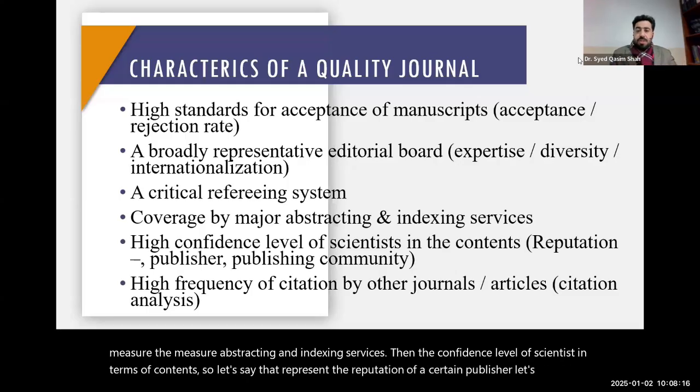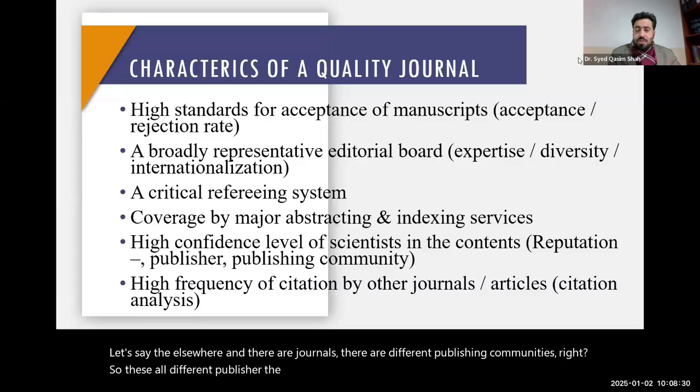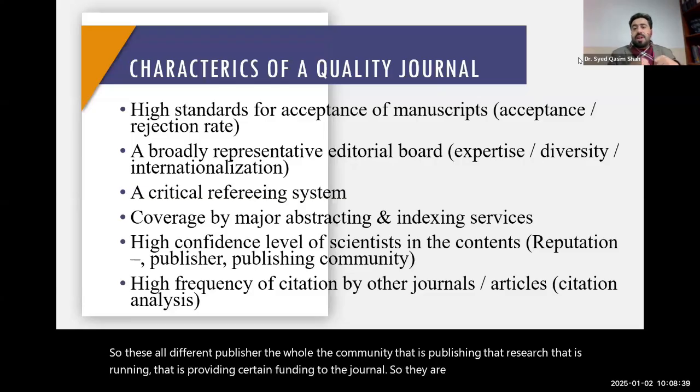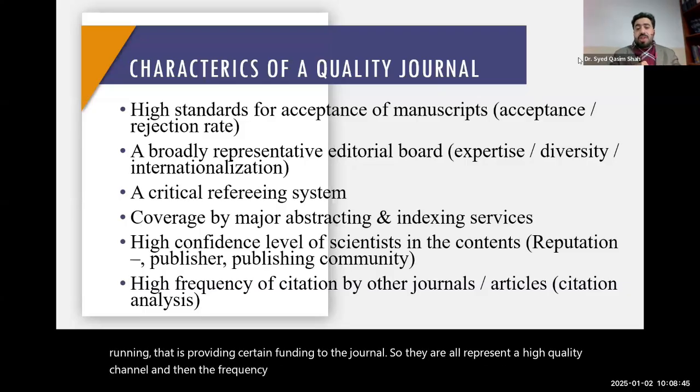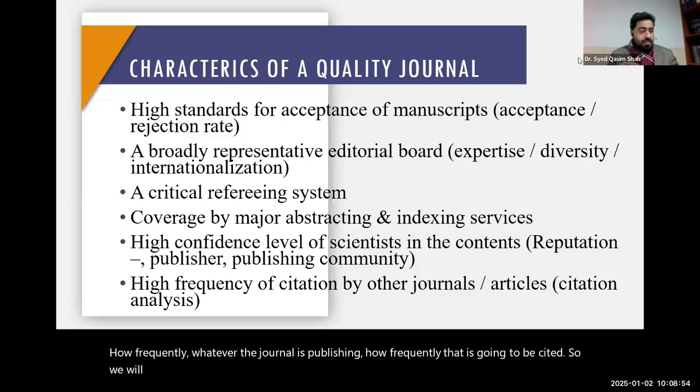Let's say we have different publishers, such as Elsevier, and there are journals. There are different publishing communities, the whole community that is publishing the research and providing certain funding to the journal. They all represent a high quality journal. And then the frequency of citation. We must check how frequently whatever the journal is publishing is cited. We will talk about these different descriptions in today's session as well.